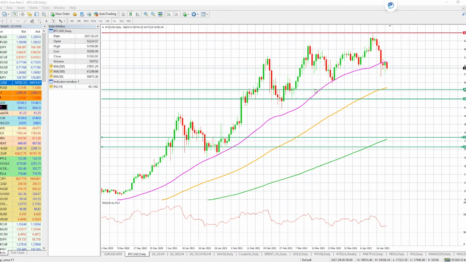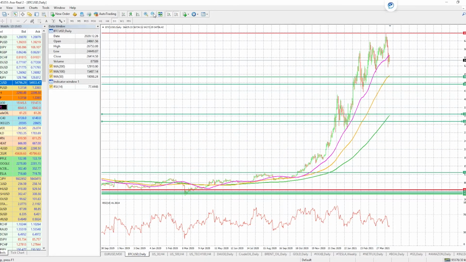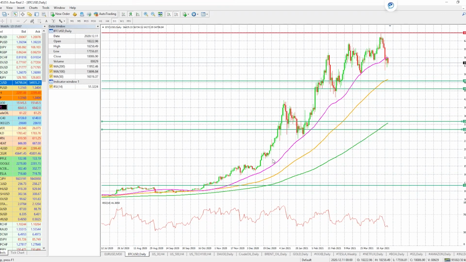So as always, we will begin the conversation by looking at the daily time frame. On the daily time frame, what we really see is that we have this massive upward trend, there is no doubt about that. And then we have three different moving averages. Firstly, we have our 50-day simple moving average in pink, then we have our 100-day simple moving average in orange, and finally we have our 200-day simple moving average in green.